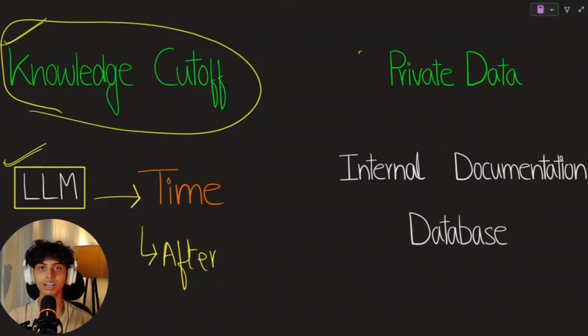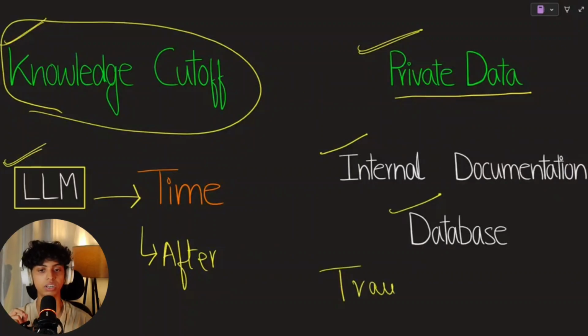Okay, let's move on to the second limitation. So the second limitation is the private data. So your company's internal documentation, your database, your product documentation, none of that was in the LLM's training data. And the model has never seen it. So it is quite simple that the model will not be able to answer questions about it.